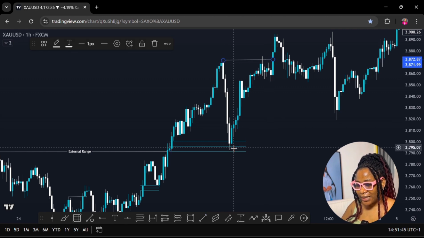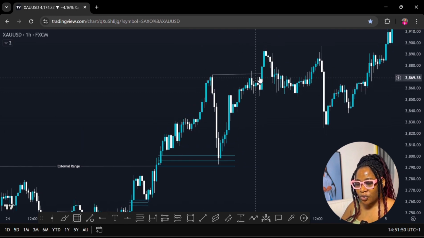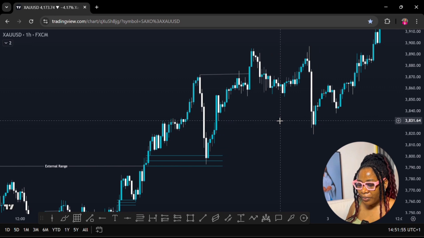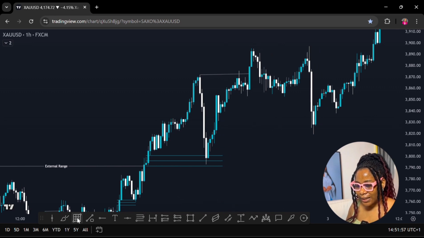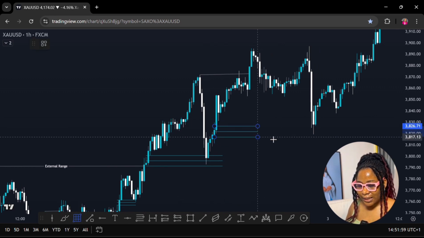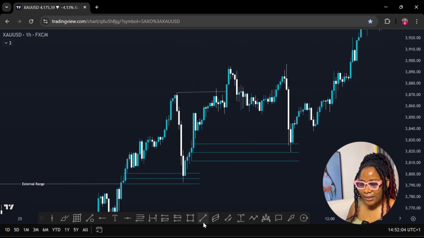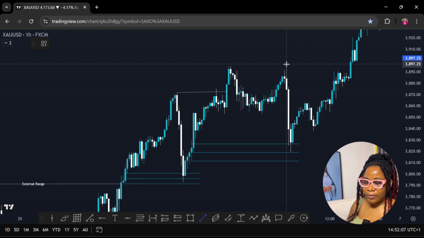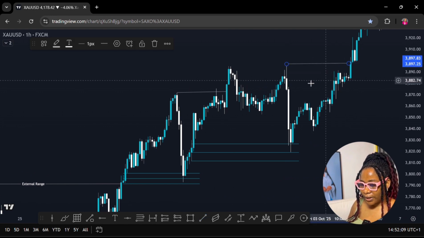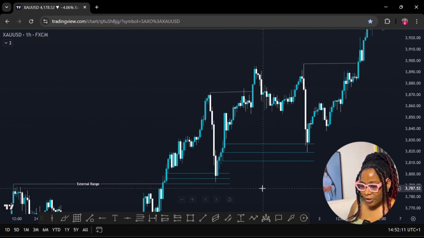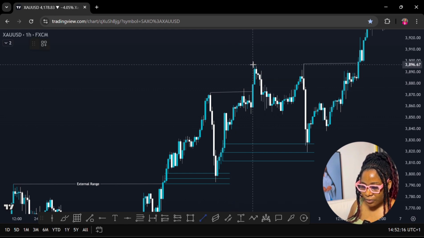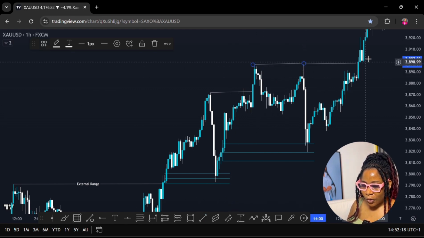Alright, so you can see price came internally, mitigated this zone, and then what next? It went straight to take out external range liquidity. So this proves that here, price moves from internal to external. Now you can see again, price came into this internal range liquidity, and then onto the next, we took out the external range liquidity. Yeah, you can see here is a double top. Here's our double top, and what did price do? Price took it all out.